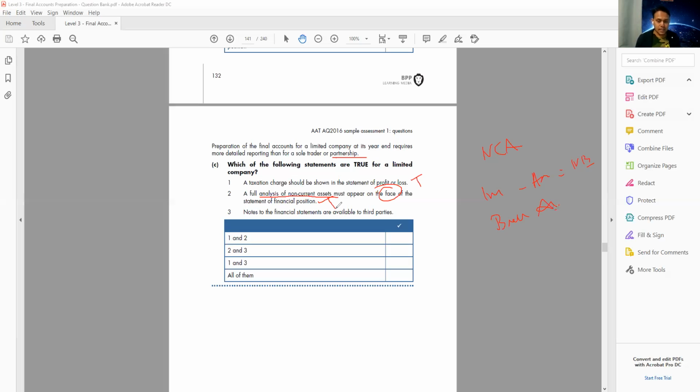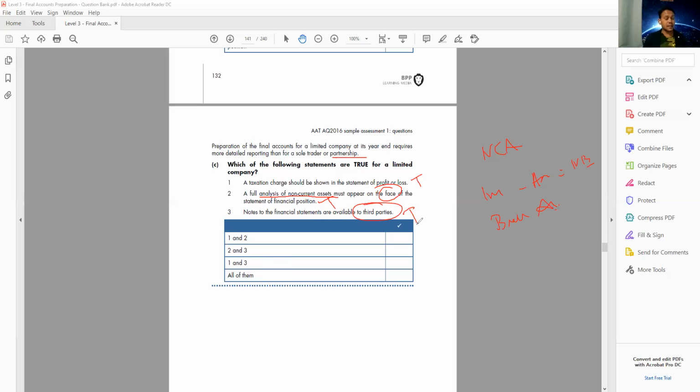Notes to the financial statement are available to the third party. Is it true or false? So any explanation on the accounts is available to the third party. That means anyone can see it. Is it true or false? The answer is true. That's true.